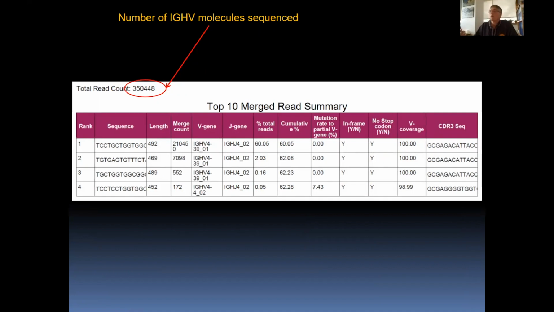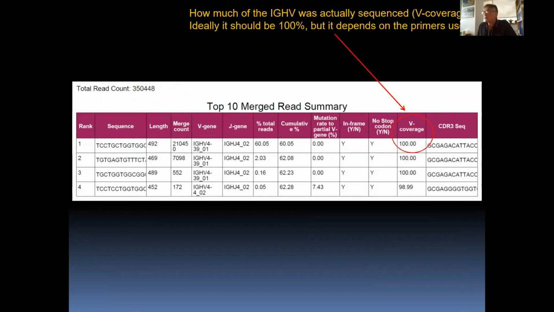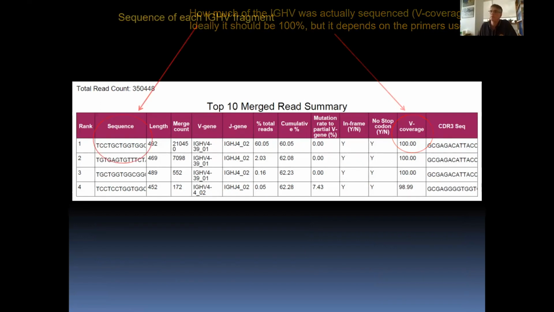So for example, when we sequence one clonal population, the first result is that we get the number of fragments that were sequenced. In this instance, over 350,000 V fragments were sequenced. The next piece of information gives you the coverage of the V region that was obtained. So 100% of the V region was sequenced. This is obvious because leader sequences lie outside of the V region, so you should be able to sequence the whole of the V region.